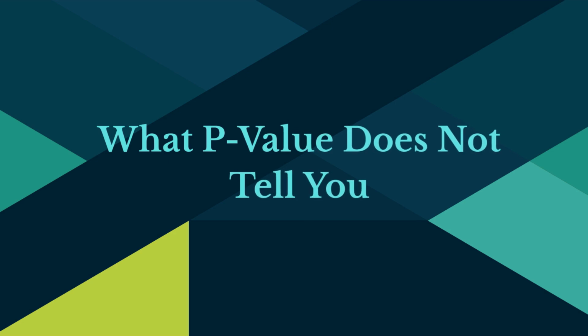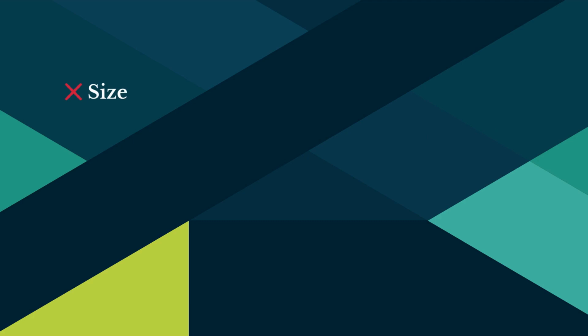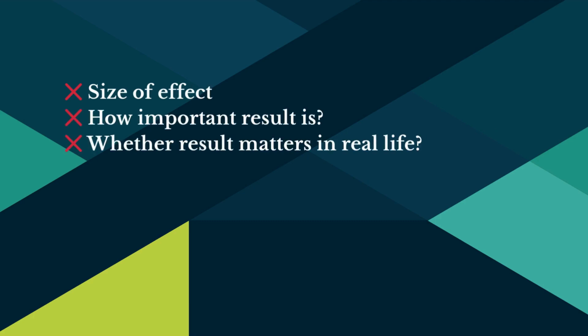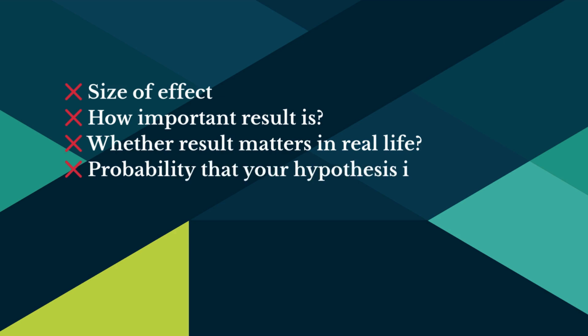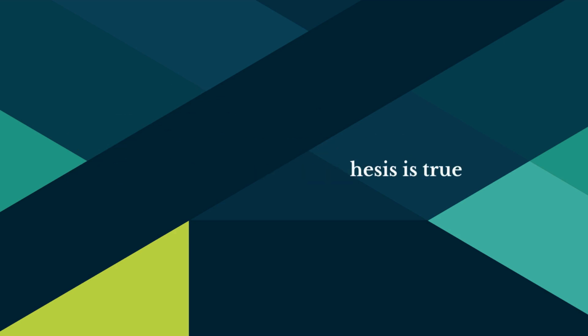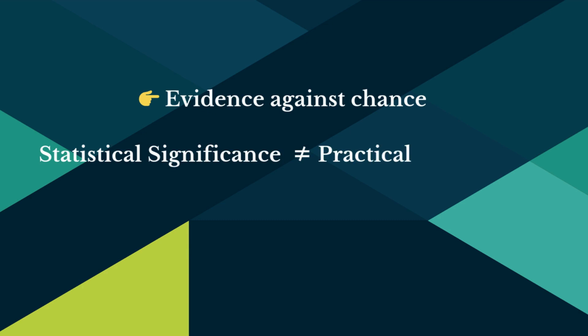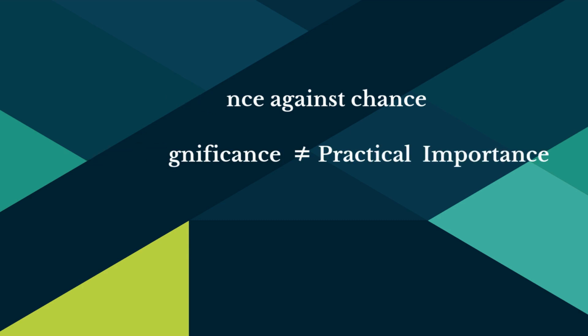And this leads us to one of the most misunderstood parts of p-values. P-value does not tell you the size of the effect, how important the result is, whether the result matters in real life, or the probability that your hypothesis is true. P-value only measures evidence against chance. That's why statistical significance and practical importance are not the same thing.